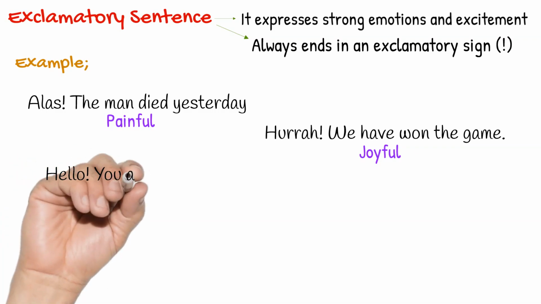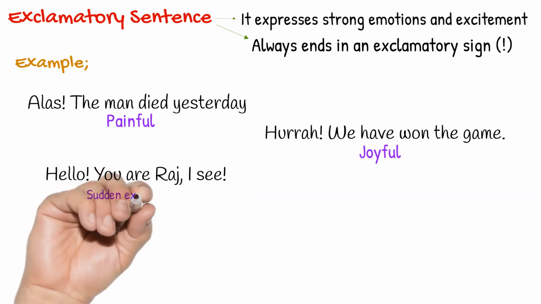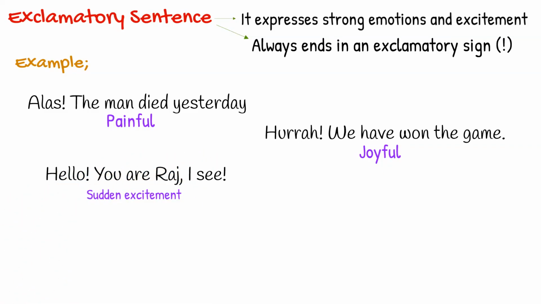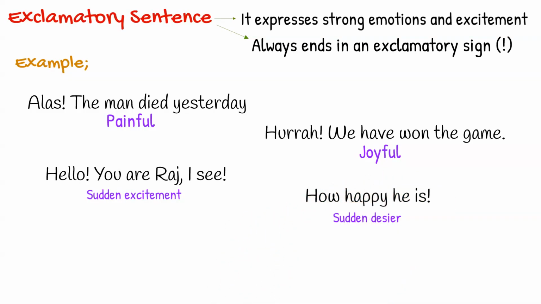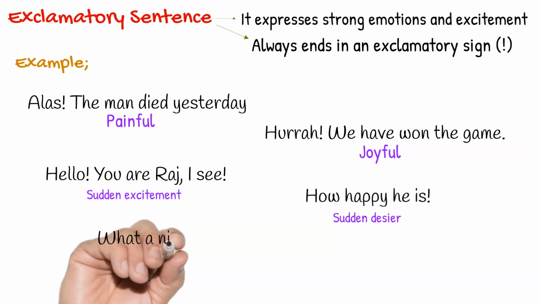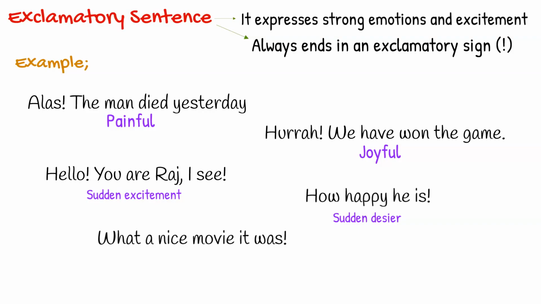Hello. You are Raj, I see. Here, the speaker met a person who is known to him, and seeing the person, the speaker expresses his sudden emotion. How happy he is. Here, the speaker is expressing his strong emotion by knowing the fact that he is very happy. What a nice movie it was. Here, the speaker expresses his sudden feelings after watching the movie. All the sentences above are exclamatory.